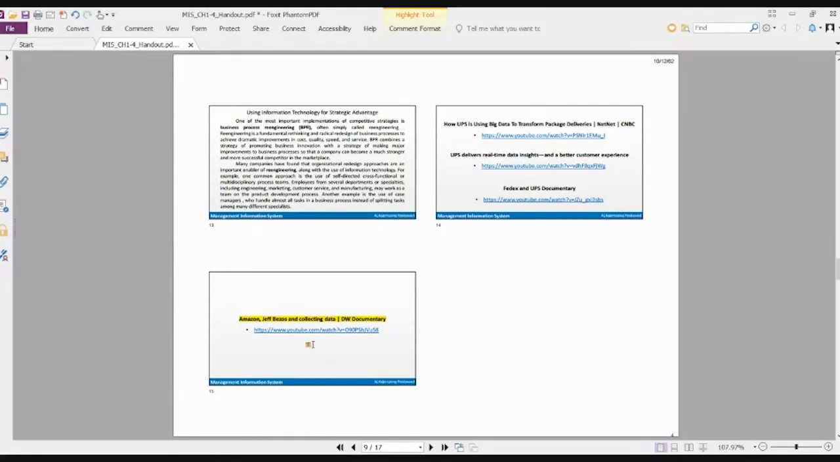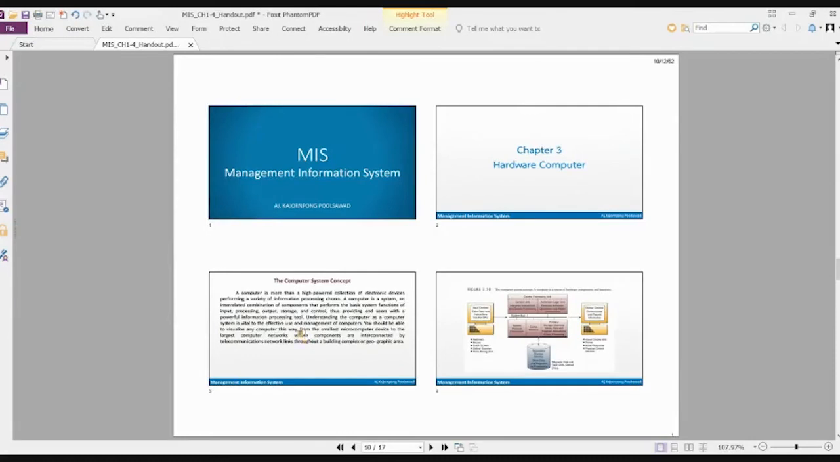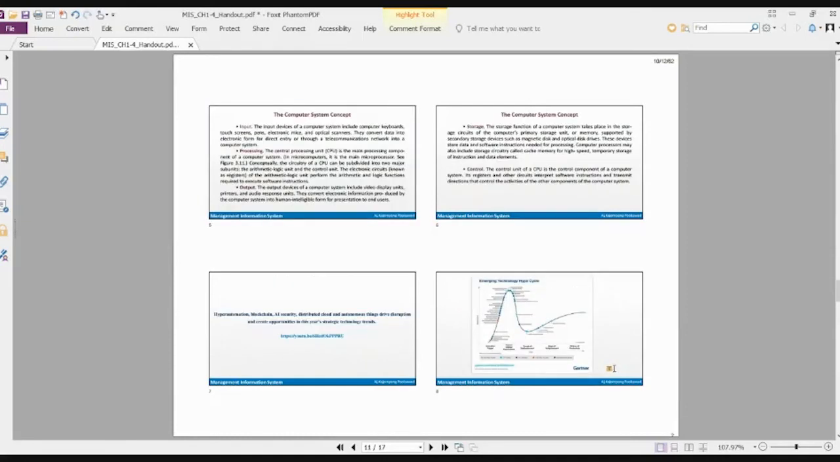Okay. Chapter 3, the computer hardware. Here, the figure 3.10.